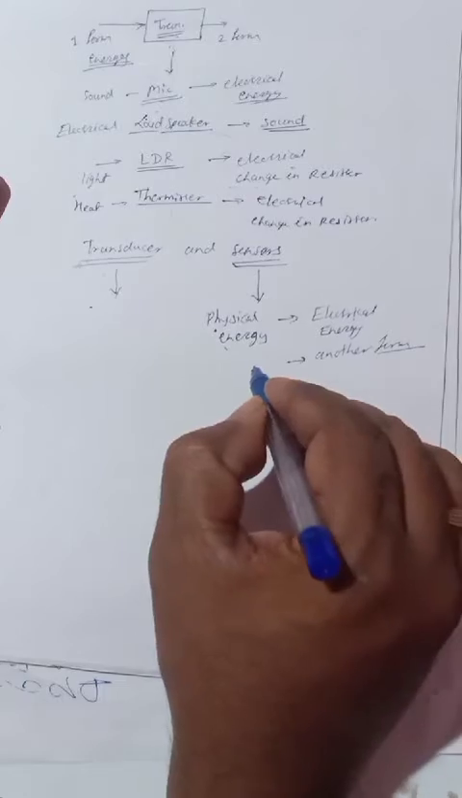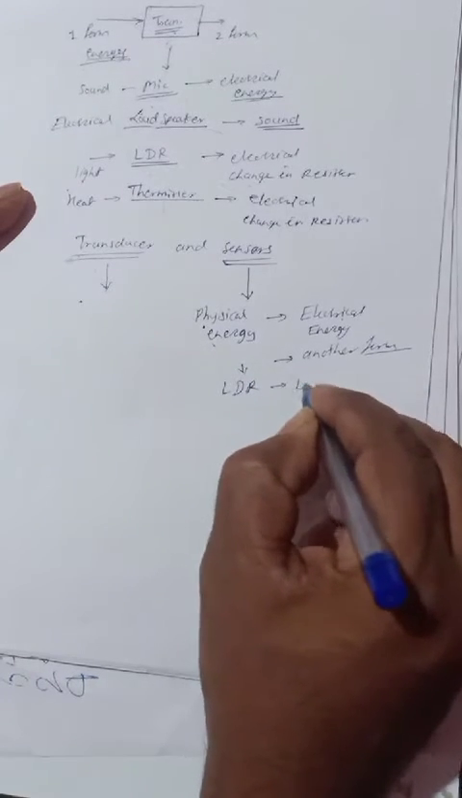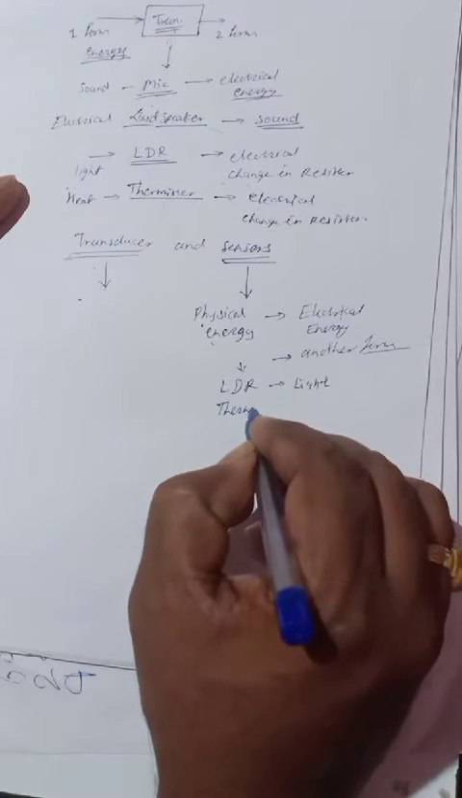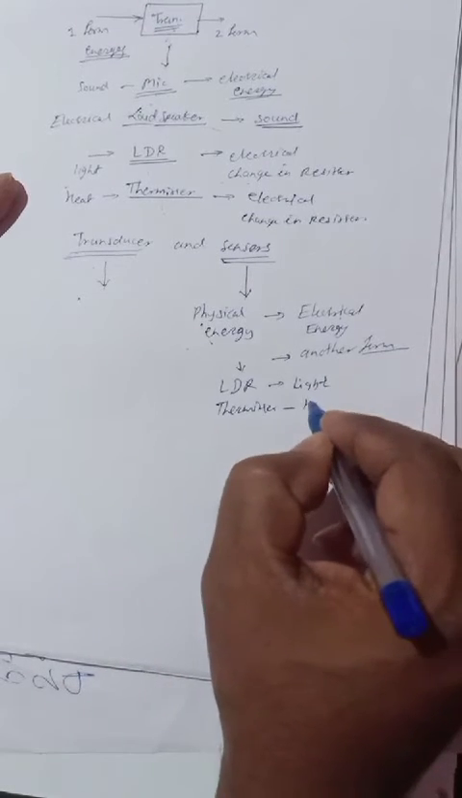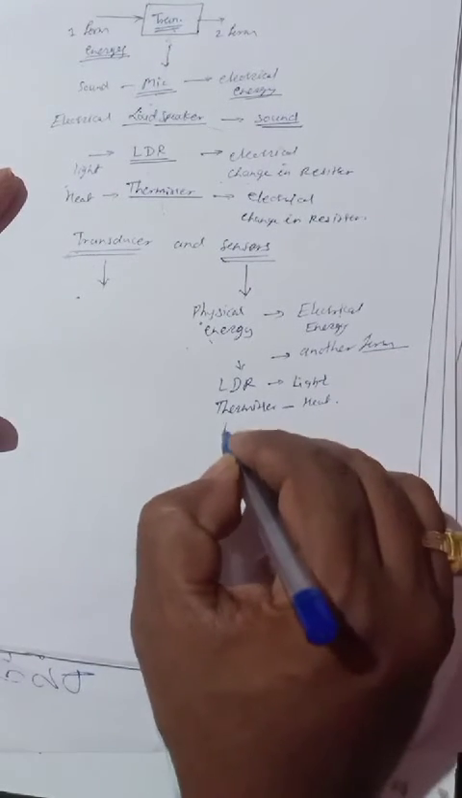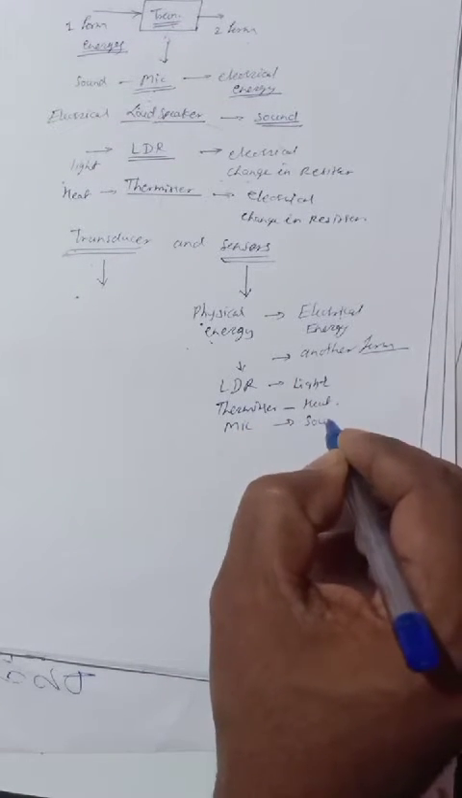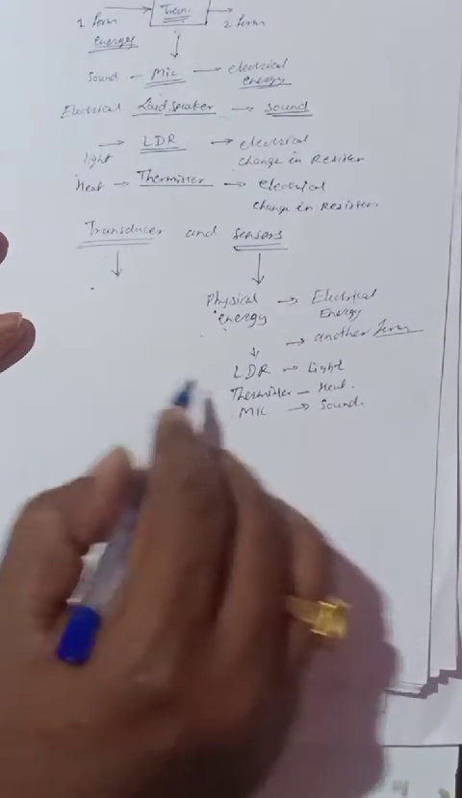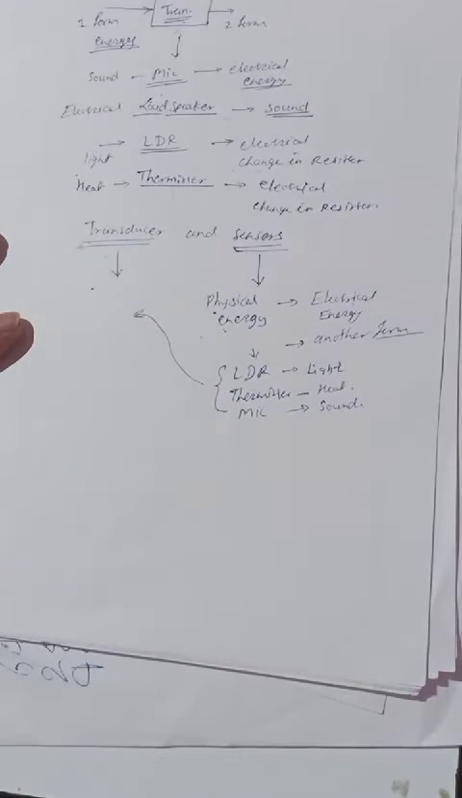What is a sensor? I have given 2-3 examples here. The LDR is a sensor which senses light. The thermistor is also a sensor which senses heat. The mic is also a sensor which senses sound, that is a physical quantity. If we look at these, all these sensors are transducers.